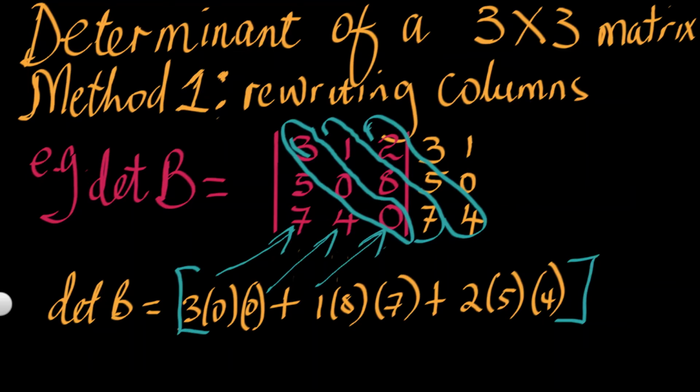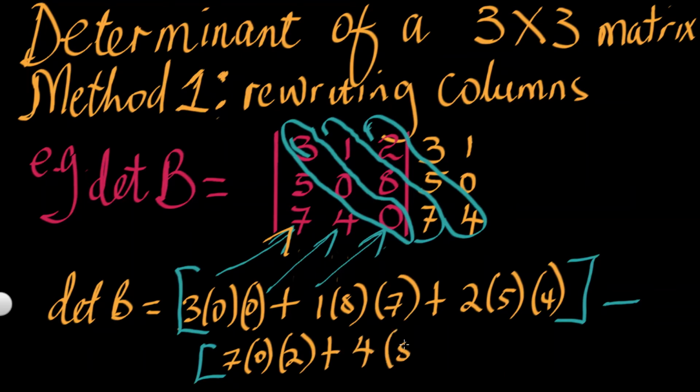All of these are going to subtract the products in the minor diagonals, in the same way. So if we go to our minor diagonals, this first diagonal here will be 7 by 0 by 2, plus 4 by 8 by 3, plus 0 by 5 by 1.